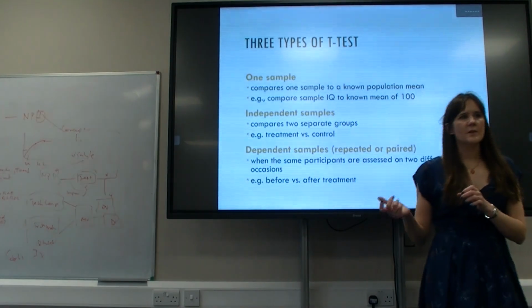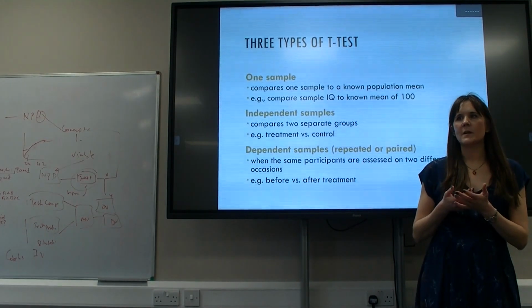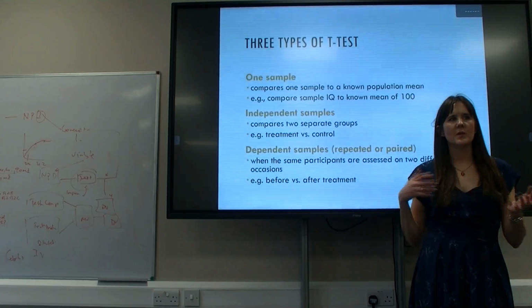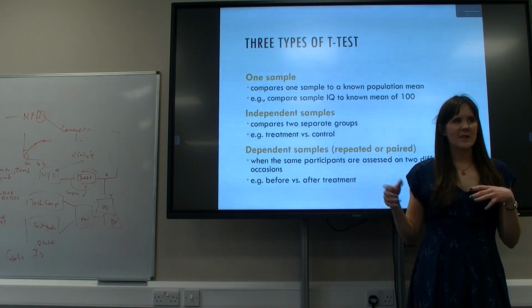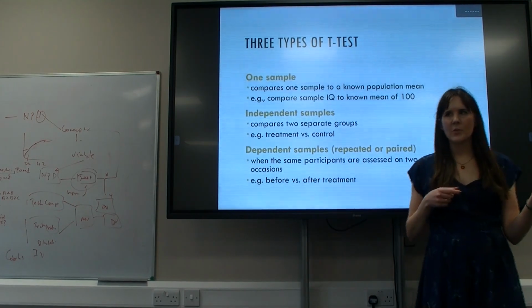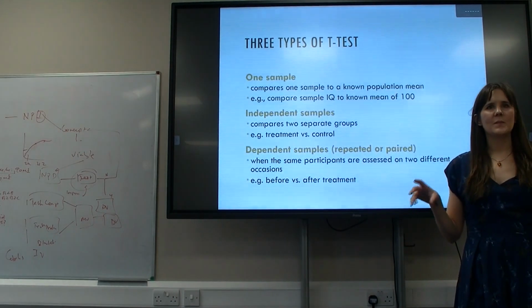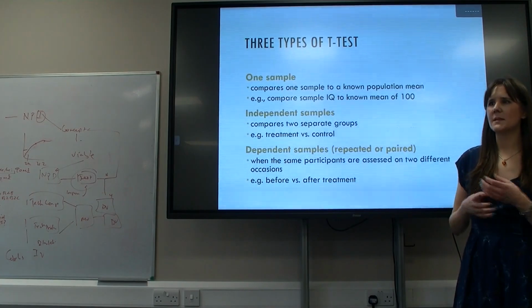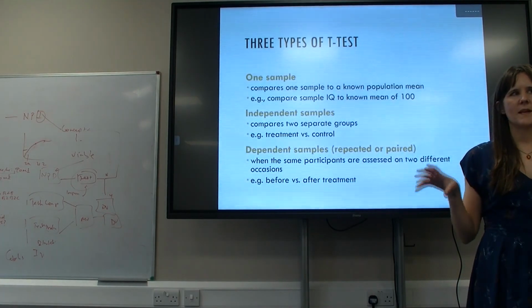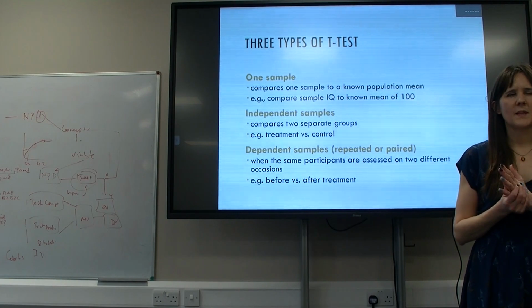People often also use this if you were comparing a treatment group with a control group, or an intervention group with a control group. Because they're different groups of people, you'd use an independent samples t-test to compare them because they're independent groups. Does that make sense?